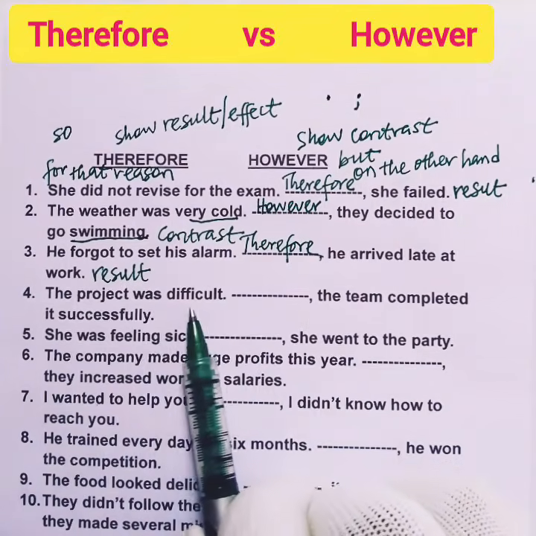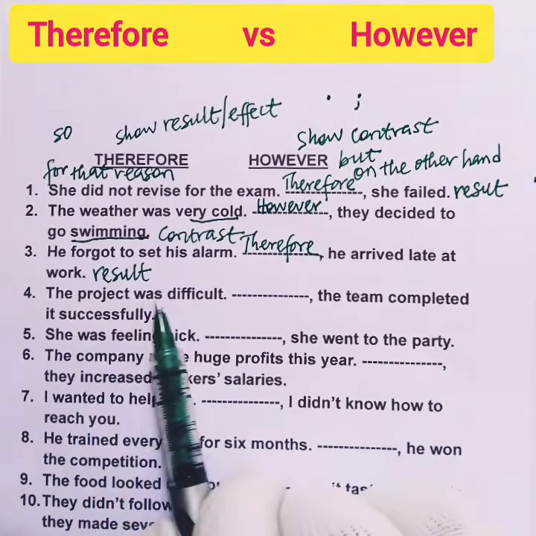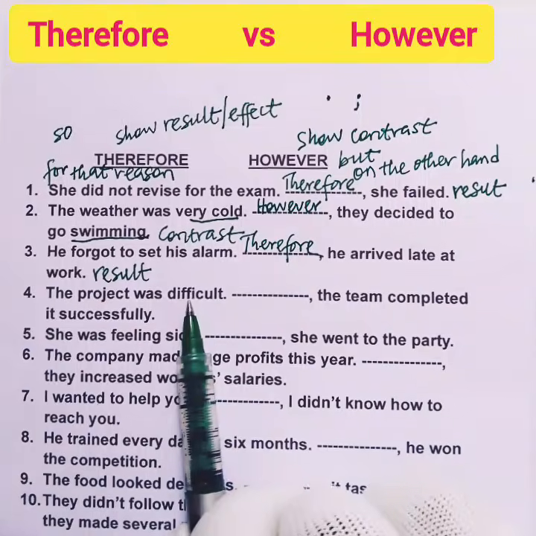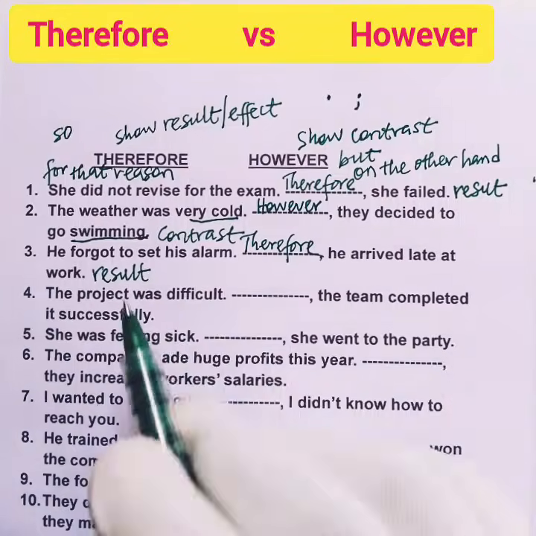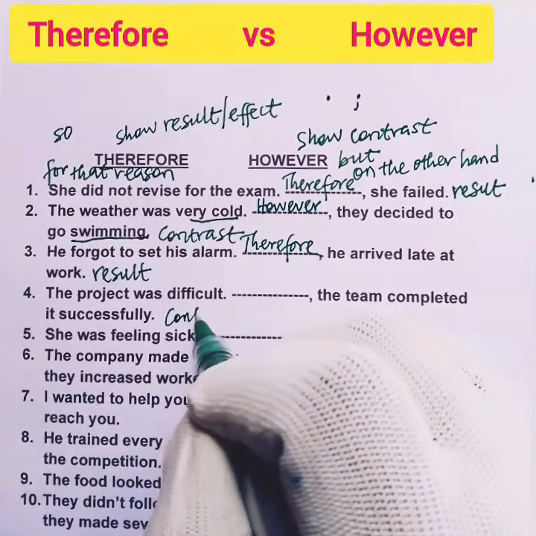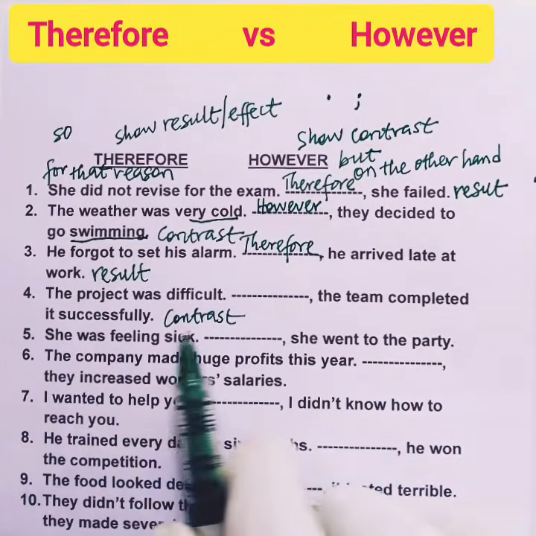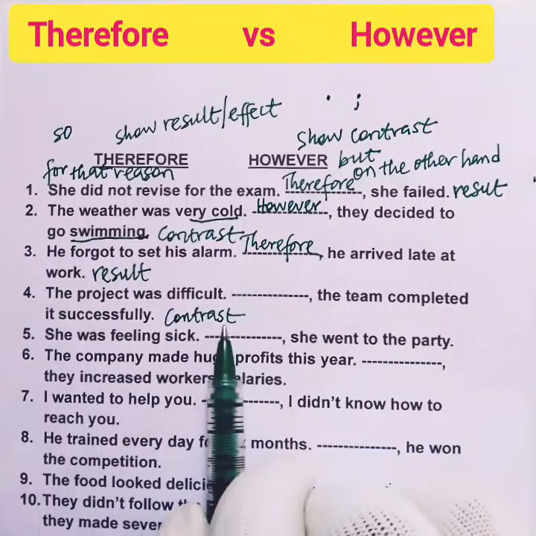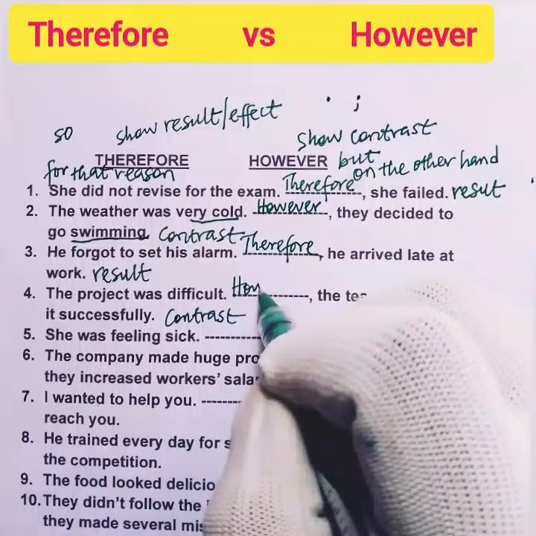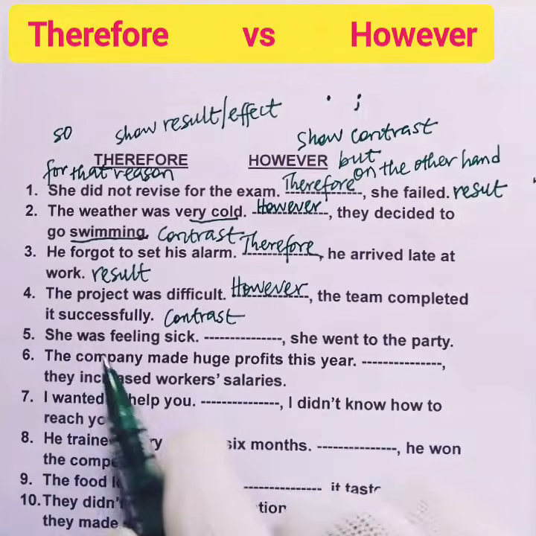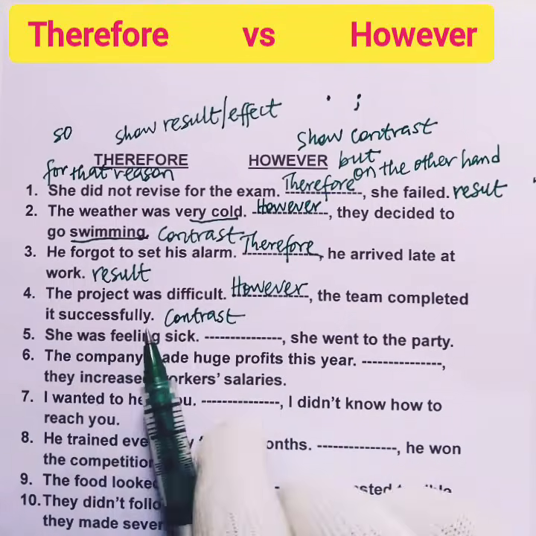4. The project was difficult. Blank. The team completed it successfully. The first sentence talks about the project being difficult, while the second sentence talks about completing it successfully. This is a contrast. If the project was difficult, how come you completed it successfully? So it is a contrast or opposite. That means, however, is the right word. The project was difficult, however, the team completed it successfully.